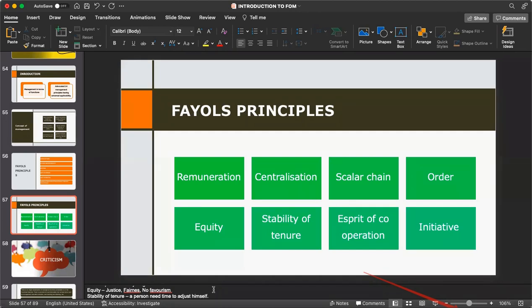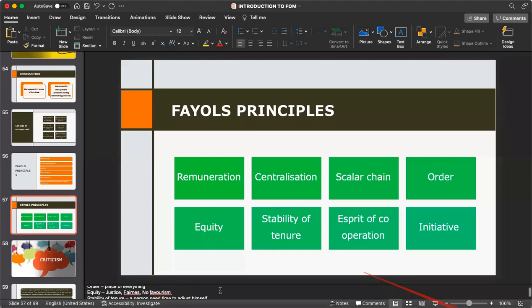Actually, Anubhav, order is basically a place for everything, and scalar chain is basically the hierarchy in the organization. Scalar chain, that is hierarchy. Order means a place for everything. Like in your house, for example in your bedroom, the things are well organized. They are in order. Your bed is placed at a very good place. Your washroom area, your playing area, your gardening area, that is called order.